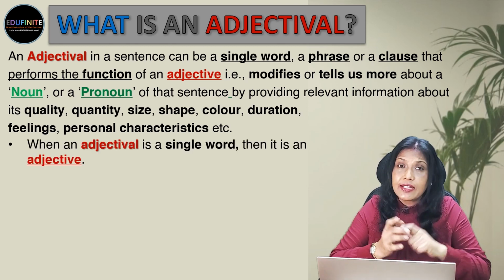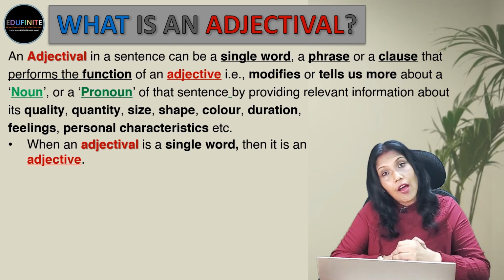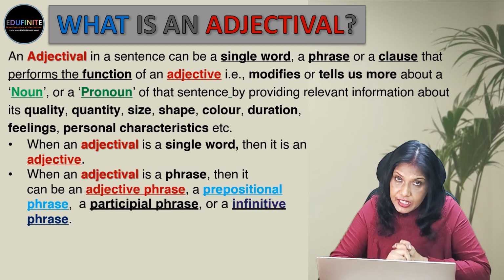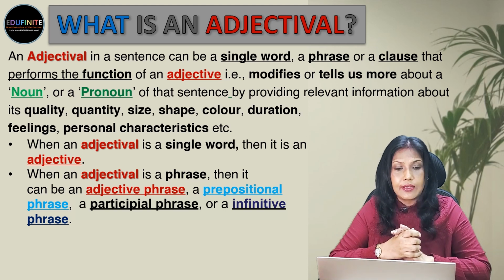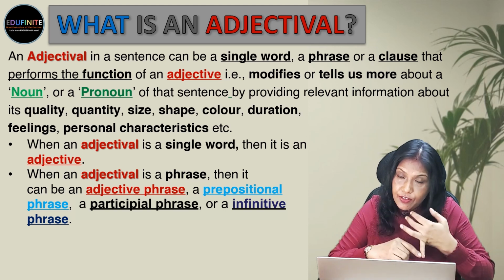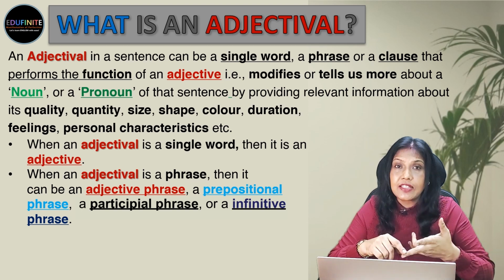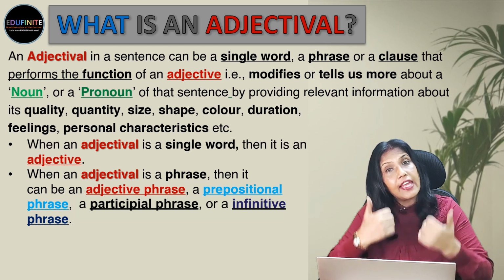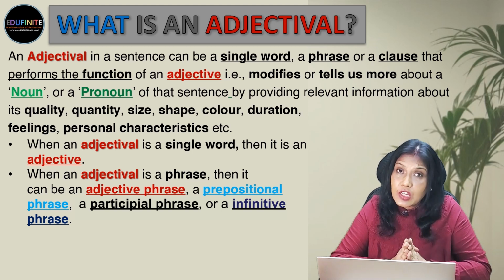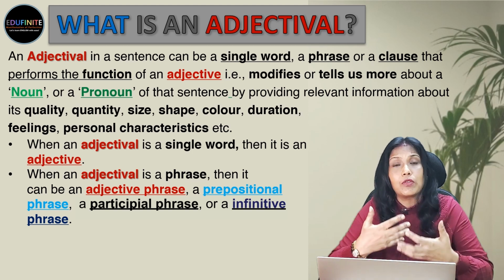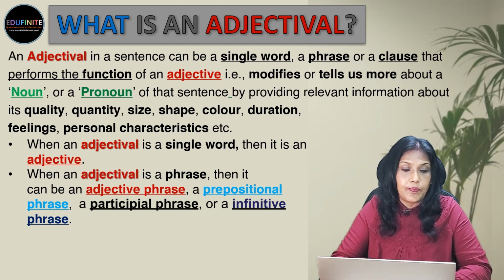Now, when an adjectival is a single word, then it is an adjective. So, all adjectives are adjectivals. When an adjectival is a phrase, phrase means what? It means two or more words. So, then it can be an adjective phrase, or a prepositional phrase, or a participial phrase, or even an infinitive phrase. Why? Because all these phrases, when they perform the task of an adjective, that means they tell us more about a noun or a pronoun of that sentence, then they are adjectivals.